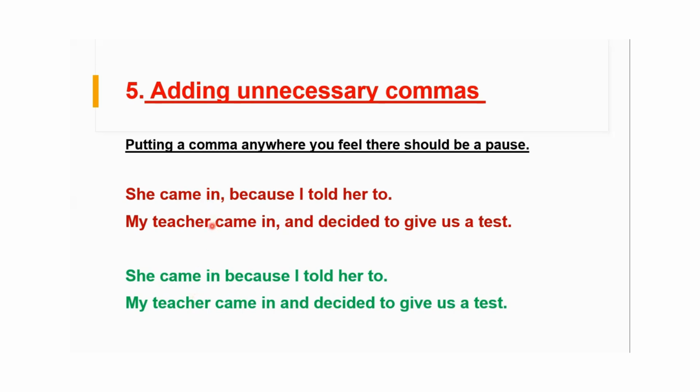Or somebody can say, my teacher came in, and decided to give us a test. That's an unnatural pause. If you're speaking, you rarely say something like that. What you will say is, my teacher came in and decided to give us a test. No pause. So there's no comma here before the and. It's unnecessary. And so many others.